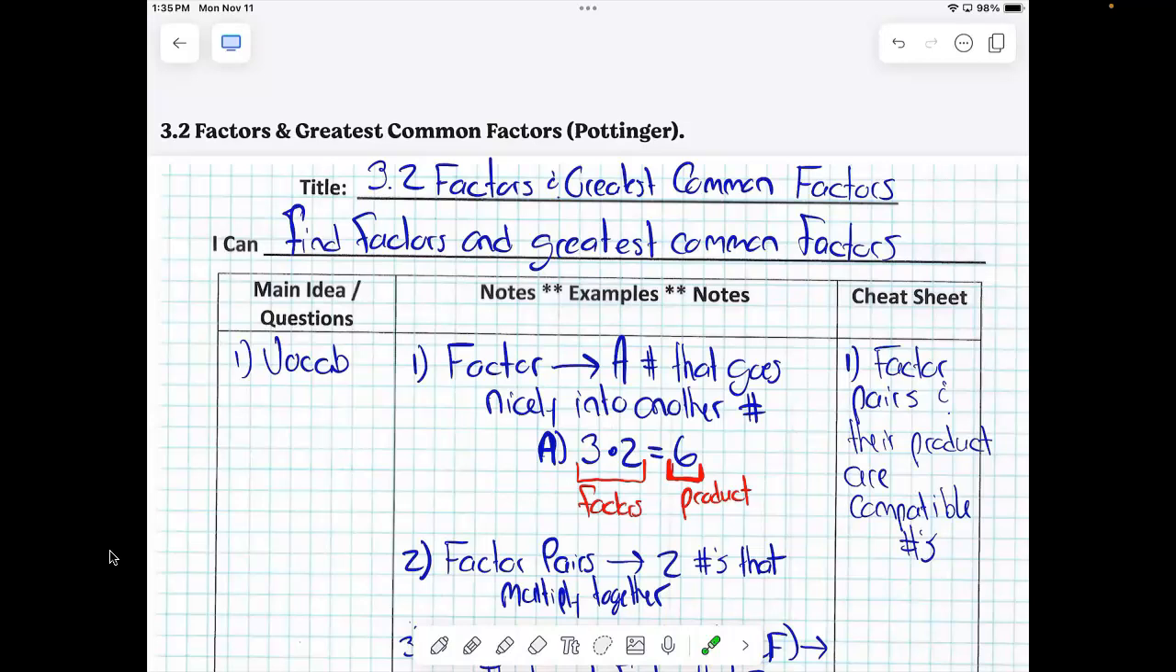Today we finish factors and greatest common factors. Can you find factors and greatest common factors? Yes. All right, here we go.